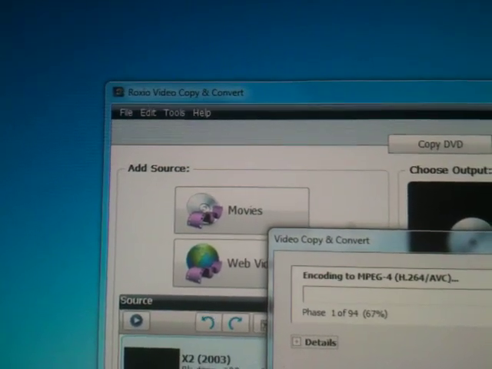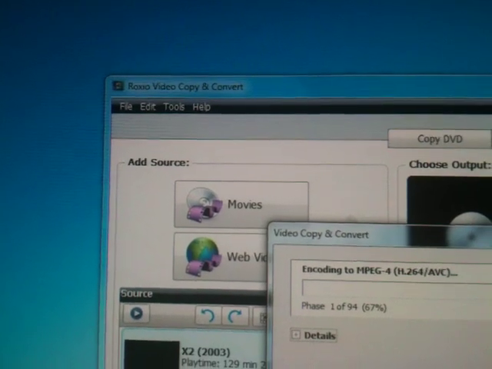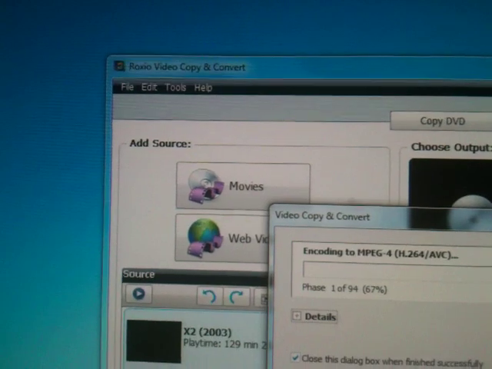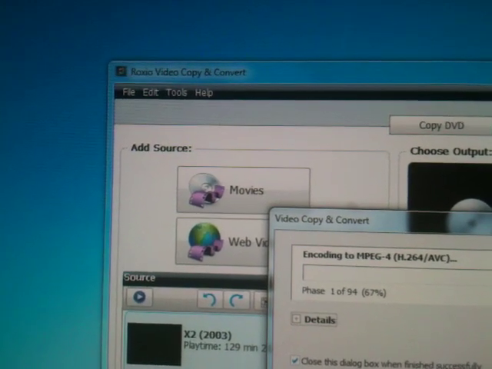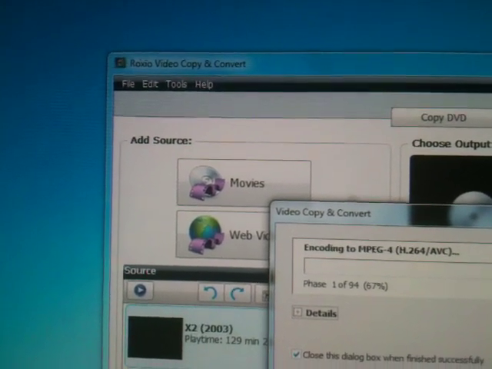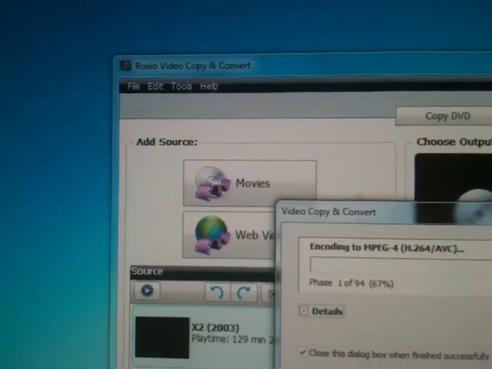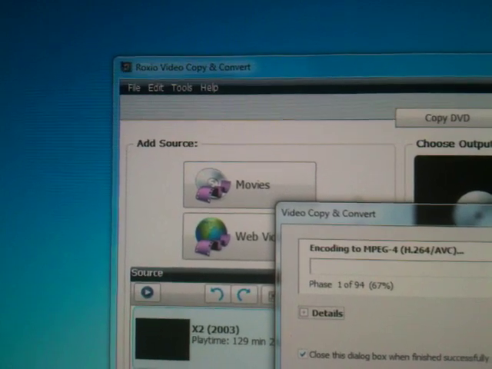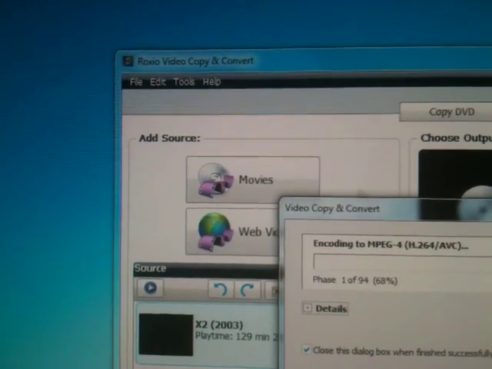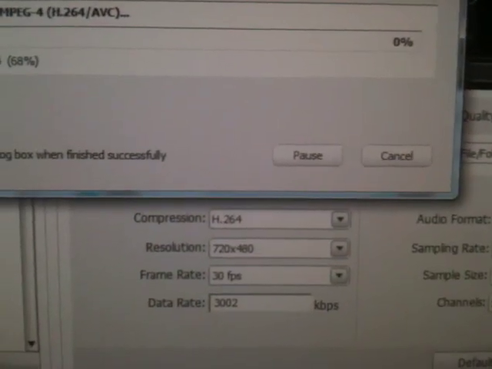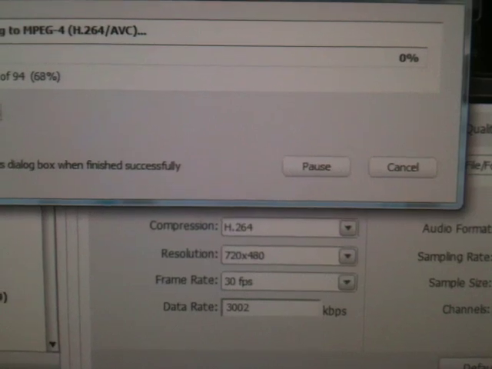This is what Roxio Video Converter Pro, or Video Creator Pro 11 2011, uses: NVIDIA's CUDA or ATI Stream technology. On my system, I have a GTX 465, and as long as you're running 720 by 480 or below resolution, it seems to take advantage of the video card quite a bit.